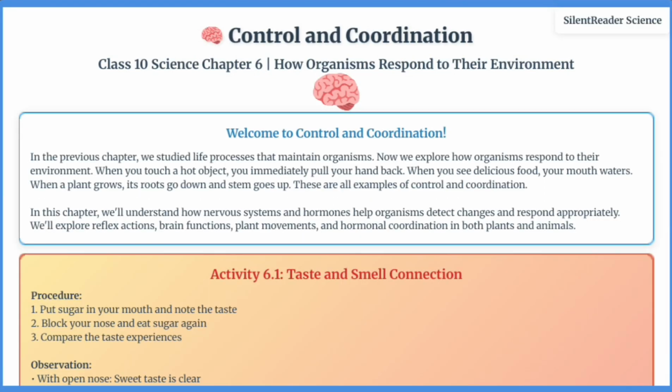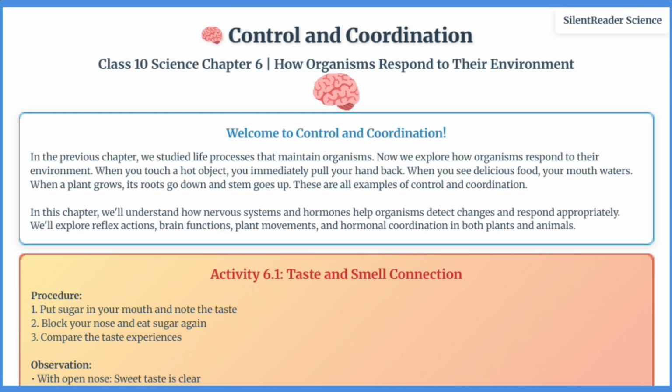Welcome to Chapter 6 of Class 10 Science, Control and Coordination. In this fascinating chapter, we'll explore how living organisms detect changes in their environment and respond appropriately. When you touch a hot object, you immediately pull your hand back. When you see delicious food, your mouth starts watering. When a plant grows, its roots go downward into the soil while its stem grows upward toward light. These are all examples of control and coordination.